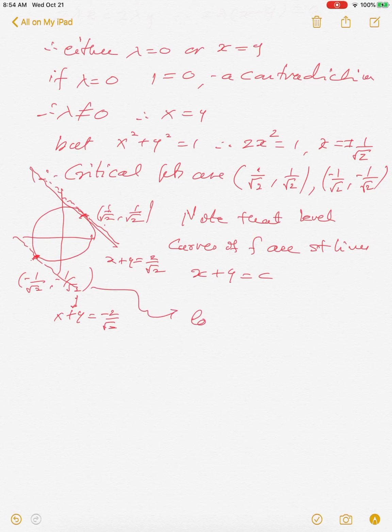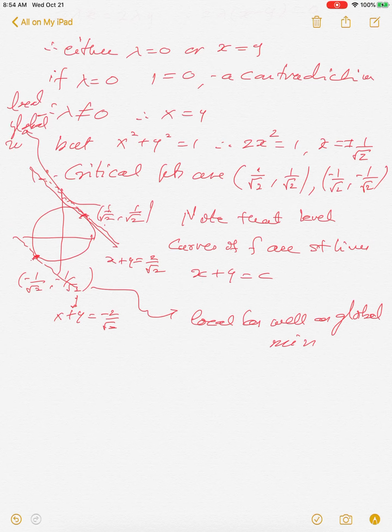So this is a local as well as global min, and this one is a local as well as global max. And if you take different values of c, you will get various lines, and then the function will take different values along the intersection of these straight lines, the level curves of f, with the circle. So this is how you figure out which one is a local min and local max. Let's do one more.